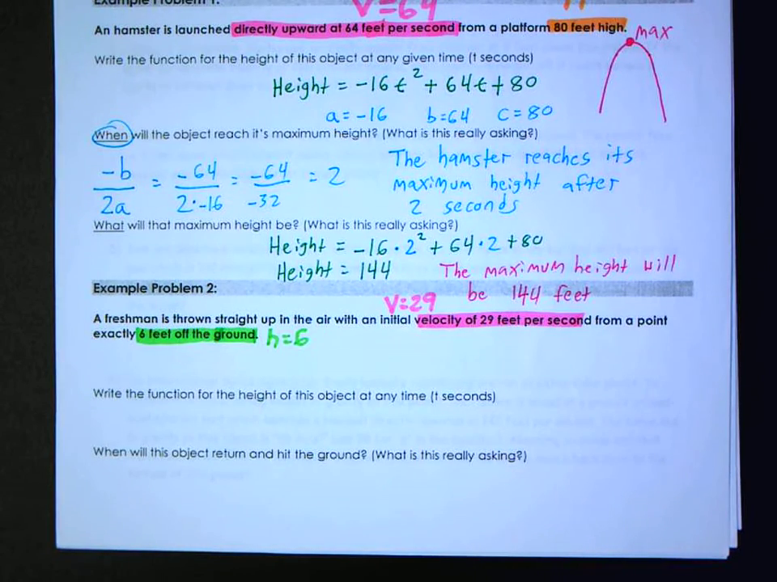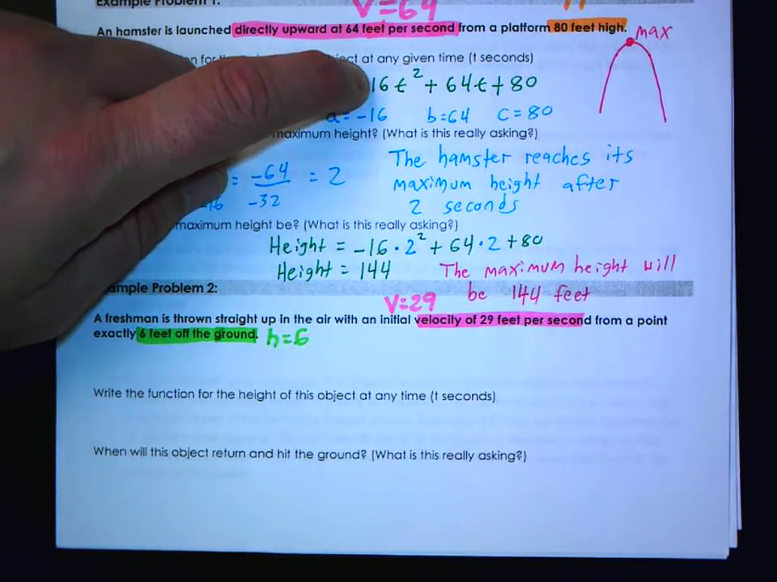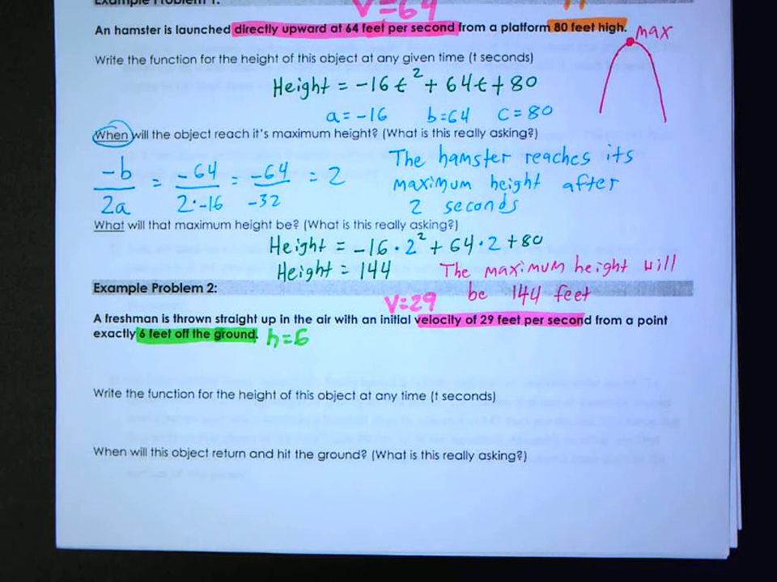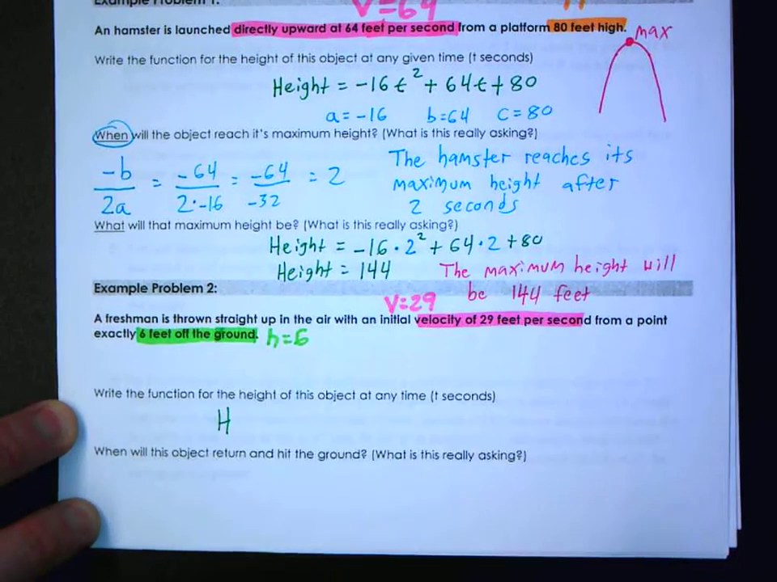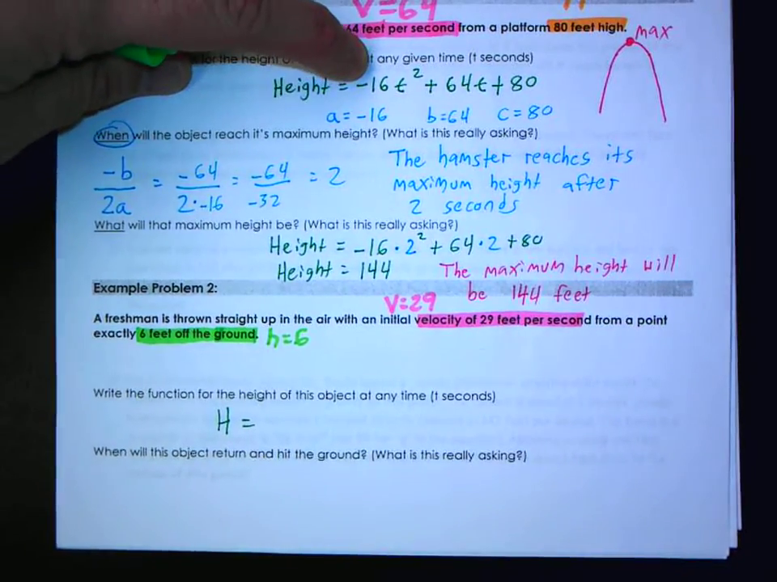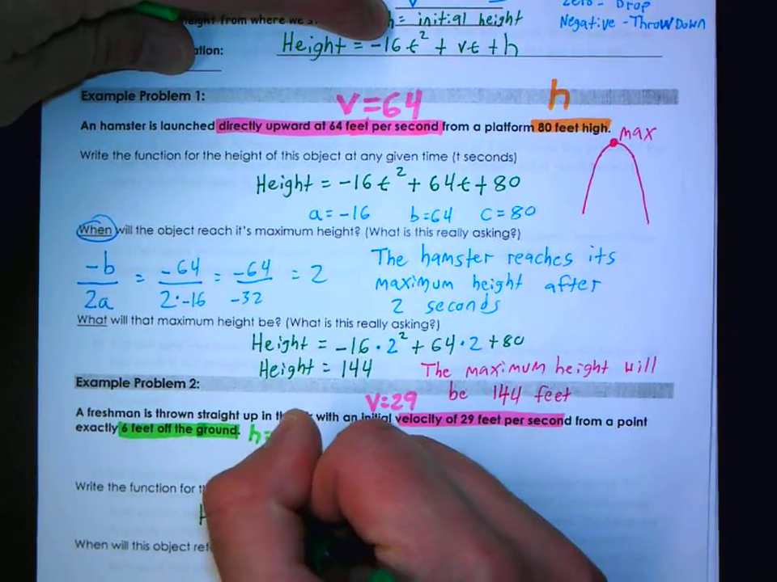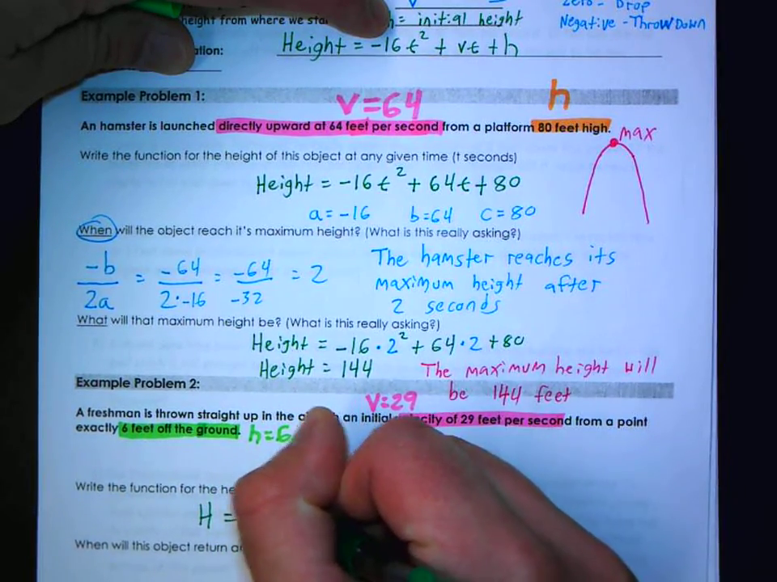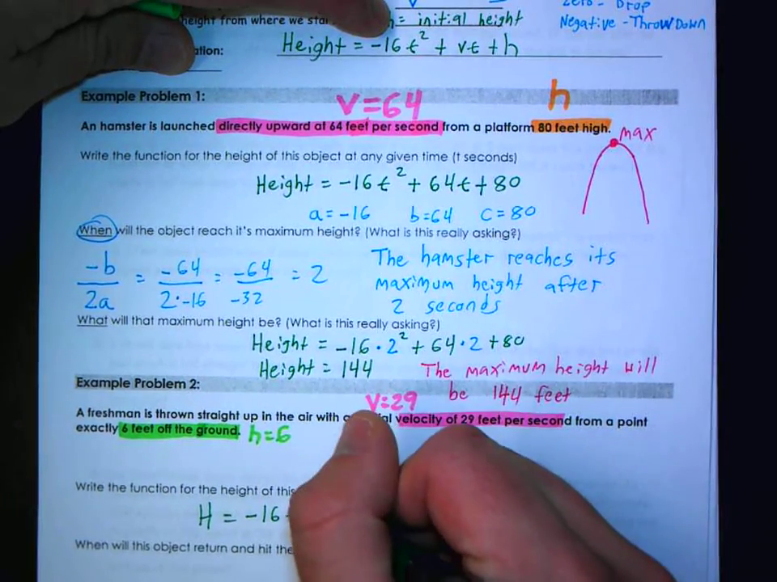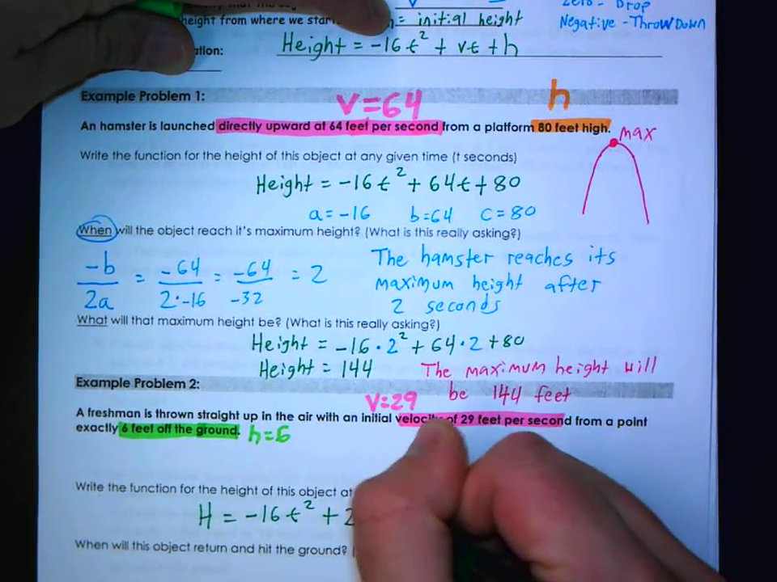So we have our velocity, we have our height, assume it's still Earth. Because it's still Earth, it's still negative 16, because it's 32 feet per second divided by 2. So write the function for the height. Well, you could just use capital H to write out height. Height equals negative 16 times t squared plus 29t.